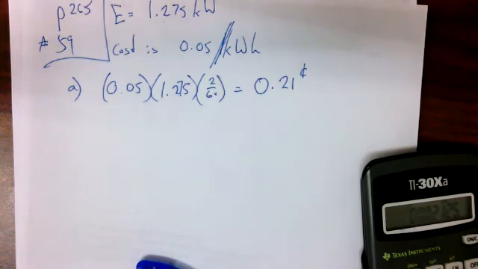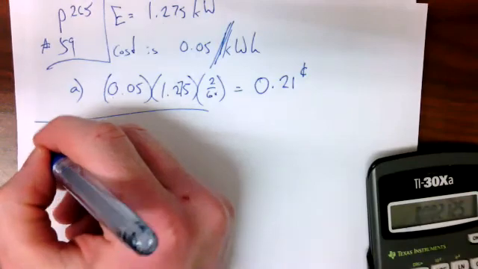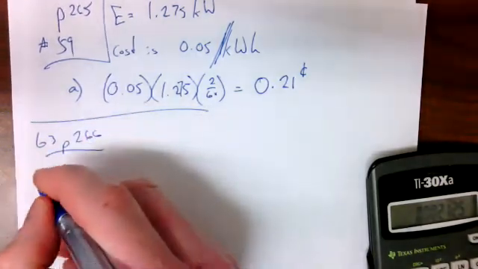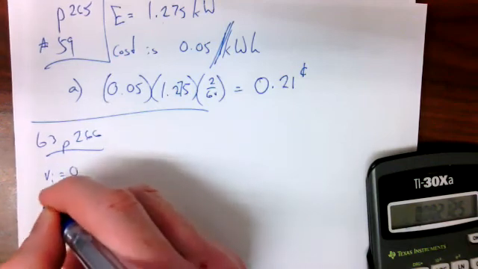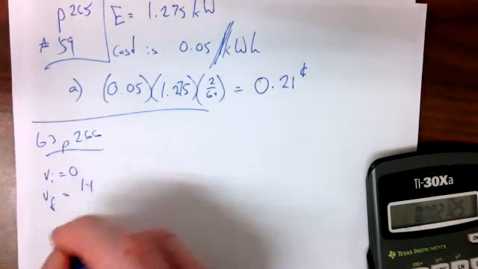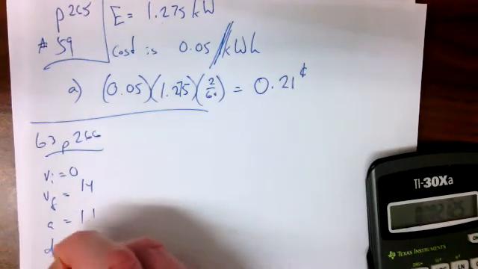Okay, and then number 63. A 610 kilogram racehorse is able to accelerate from rest to a speed of 14 meters per second in only 1.1 seconds. Assuming the acceleration of the racehorse is constant, what is the distance required by the horse to reach this speed? So this is the distance question, a kinematics question for part A. This is 63, page 266. So VI equals 0, VF equals 14, time equals 1.1, and then you'd solve for D.